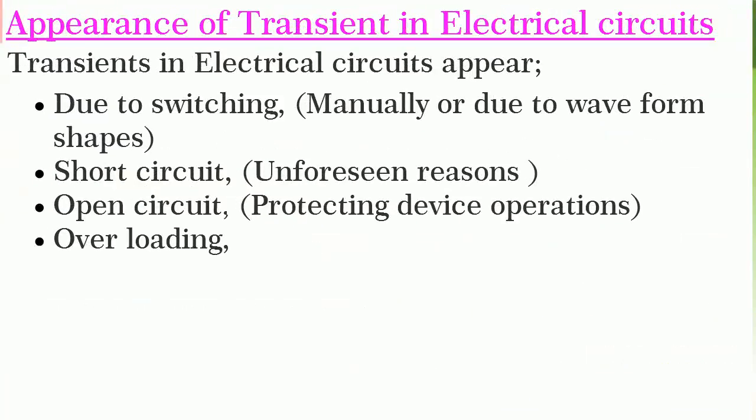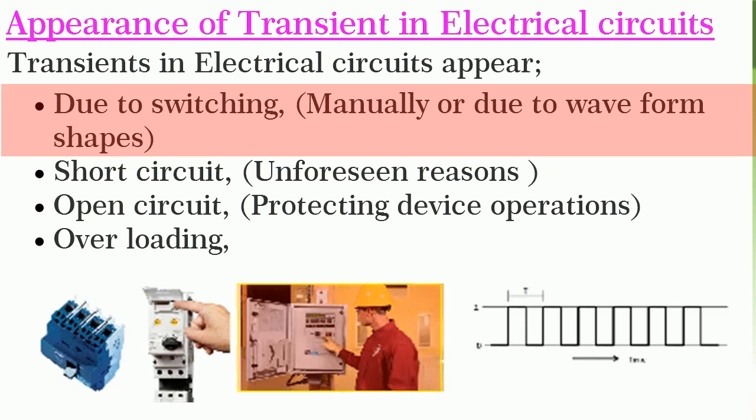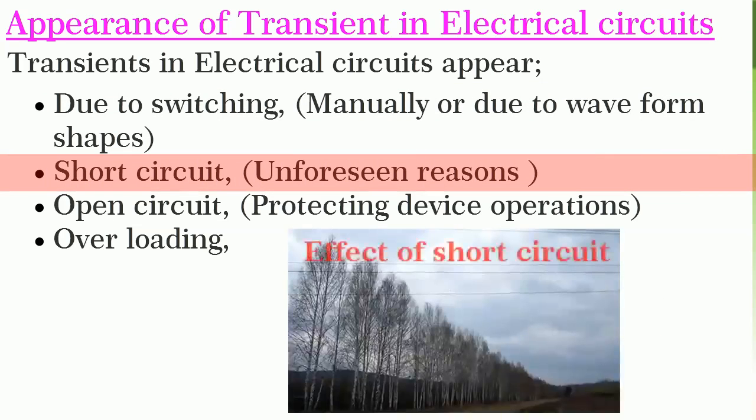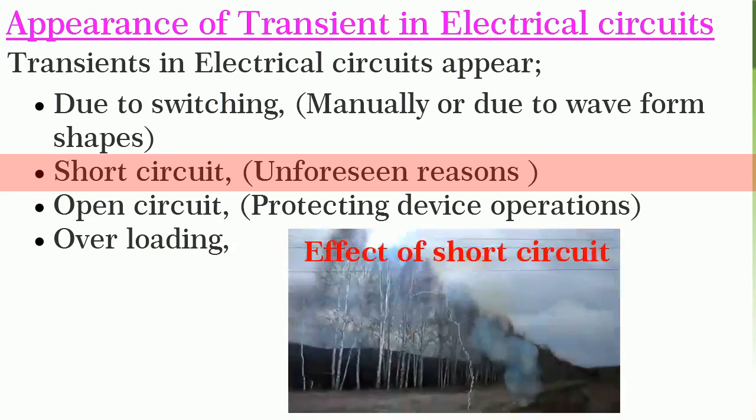Friends, now let us see when and why transients appear in electrical networks. In the first place, transients may appear due to switching. Switching could be manual, or due to the operation of protecting devices, or due to the shape of the supply waveforms such as clock signals, for example. Transients may also appear due to unforeseen reasons such as faults and short circuits.